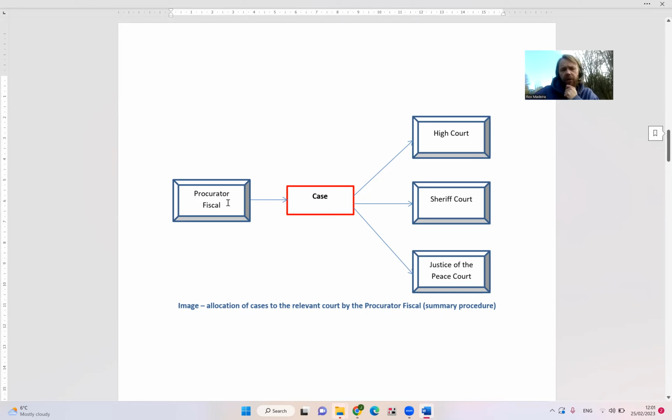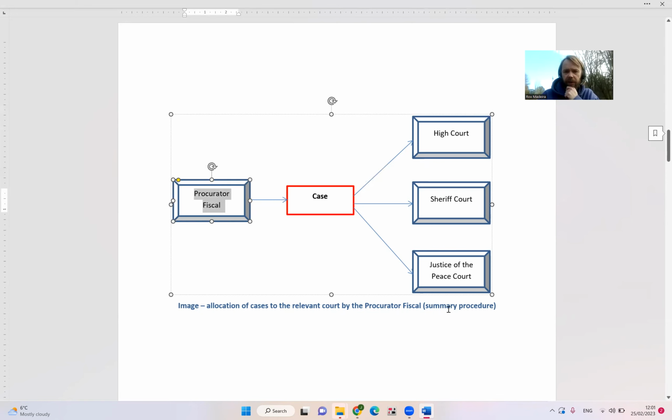So the Crown Office prosecutes solemn cases, in other words, more serious cases, and the Procurator Fiscal prosecutes summary cases, which are typically less serious offences. Whenever a Procurator Fiscal has a case, they can make a decision whether to prosecute that case or not. And if they decide to prosecute the case, they then allocate it to the most appropriate court. Generally speaking, the rule of thumb is that they'll allocate it to the lowest possible court that has enough powers to sentence the accused in case he's found guilty.